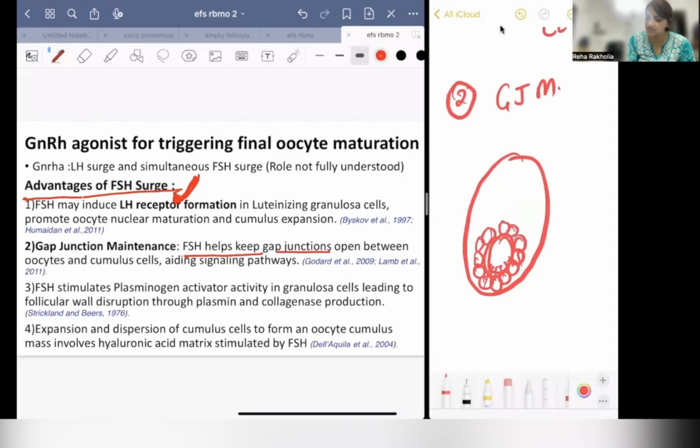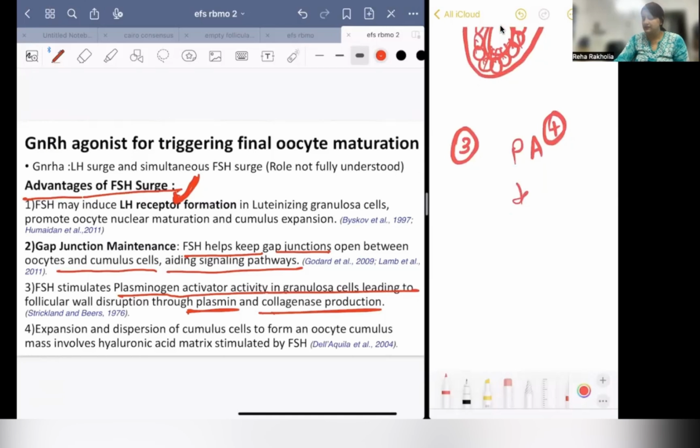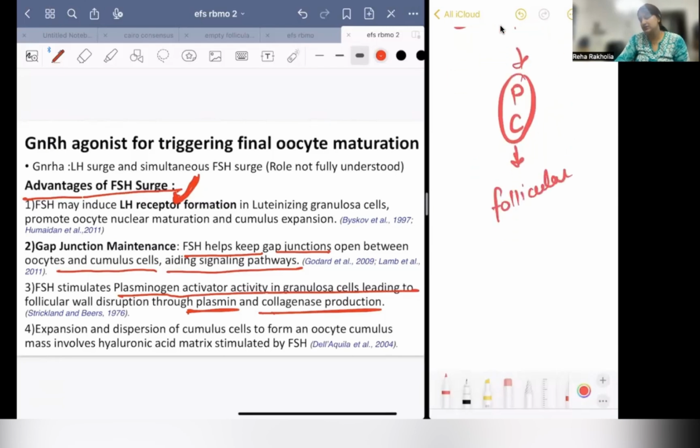FSH helps keep gap junctions open between the oocyte and cumulus, aiding the signaling pathway. Third, FSH stimulates plasminogen activator activity in granulosa cells, so there will be plasmin formation and collagenase production, which will cause follicular wall disruption, which helps in ovulation.